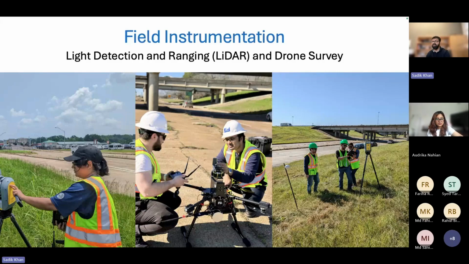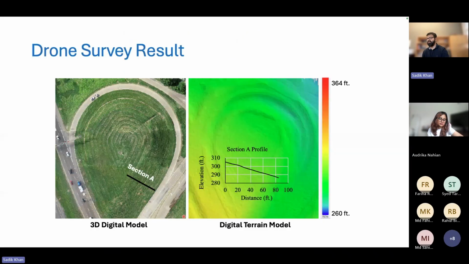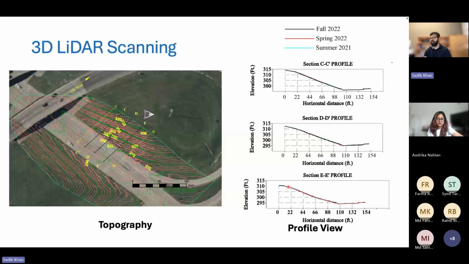We have the field instrumentation at that slope using the LiDAR and drone survey. So I just wanted to show you some of the results from our lab in terms of the LiDAR and drone survey. You can see how the digital terrain model looks from the drone survey, and then this is the 3D LiDAR scanning.